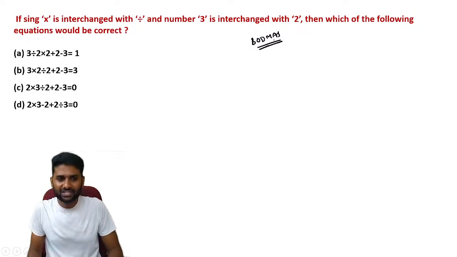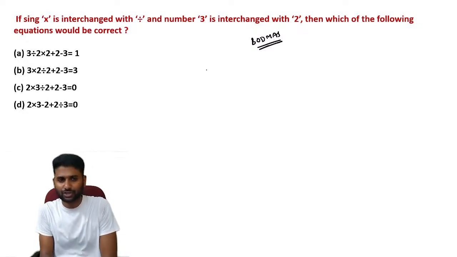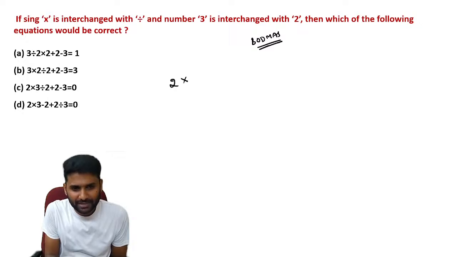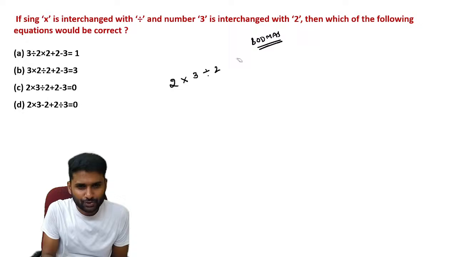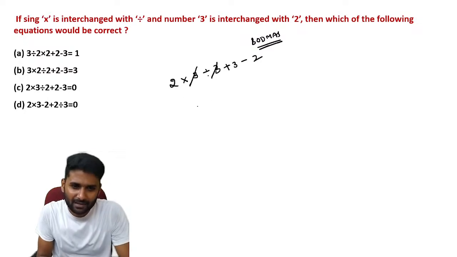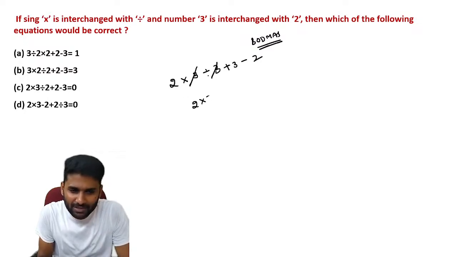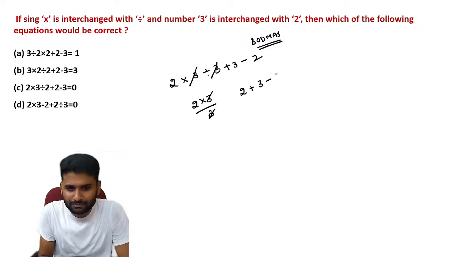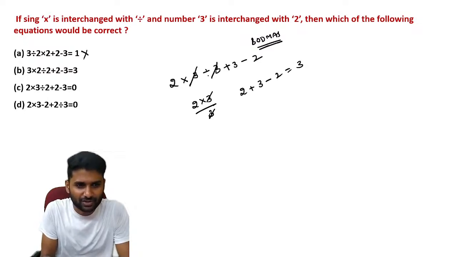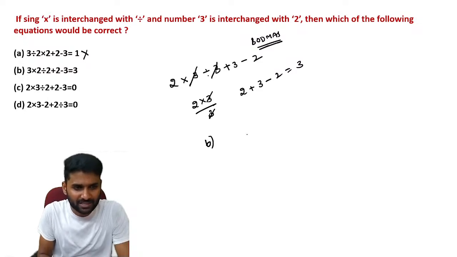So interchange multiplication with division, 3 with 2. 2 into 3 divided by 2. Guys, 2 should be a 3, right? Plus 3 minus 2. 3, 3 cancel. So 2 into 3 divided by 3, 3, 3 cancel. Then we have a value equal to 3. So this is wrong. Let's check with option B once again.